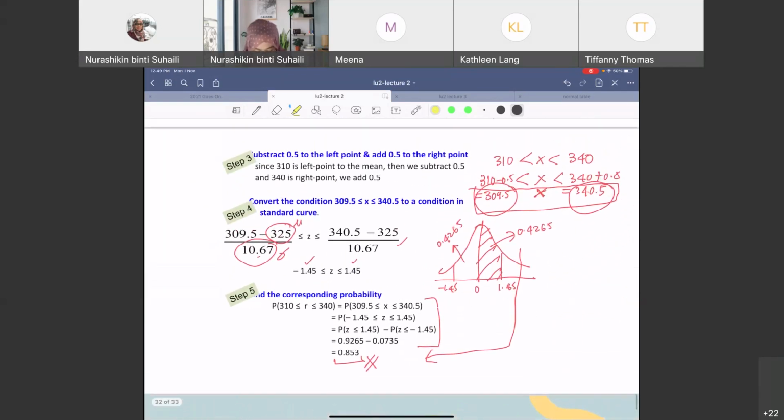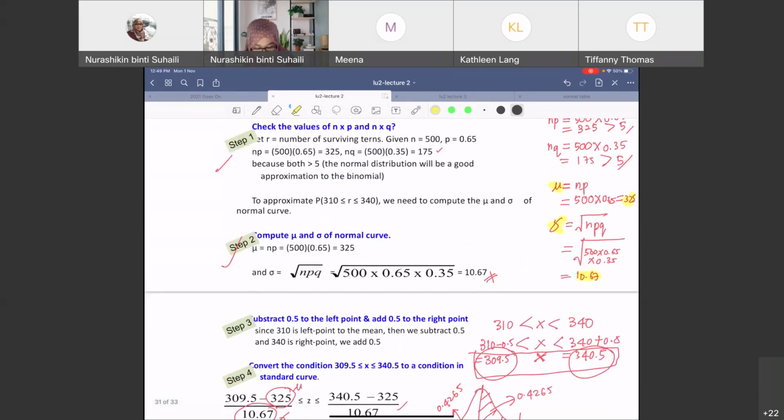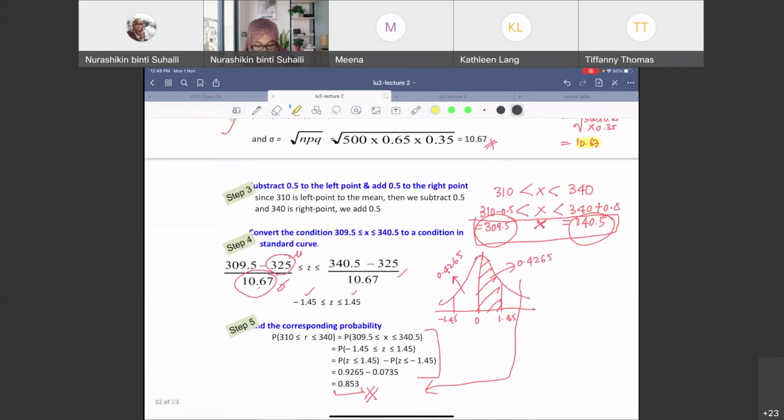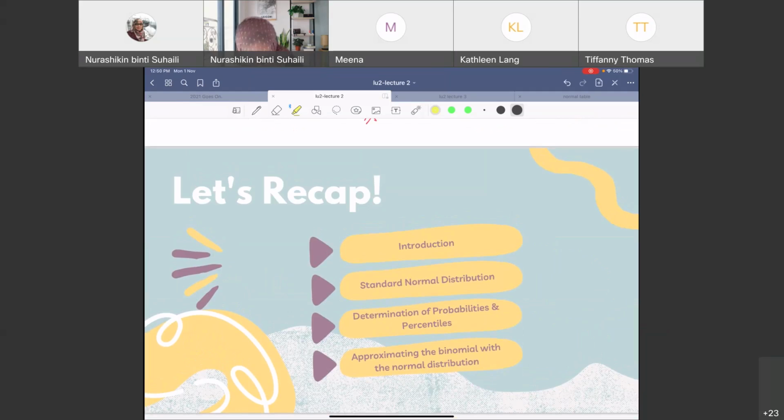Okay, so that's how you approximate the binomial using the normal. So first check the conditions np and nq, and then subtract 0.5 on the left point and add 0.5 on the right point, and then find the z value of both sides, and then find the probability, find the area, and that is the probability. Okay, so that is z distribution.